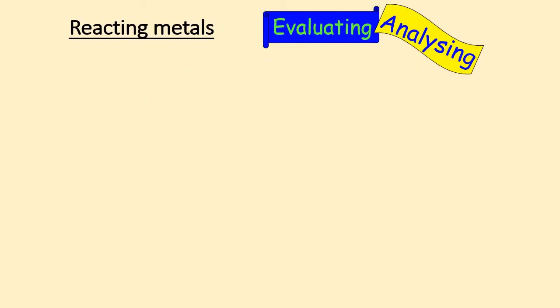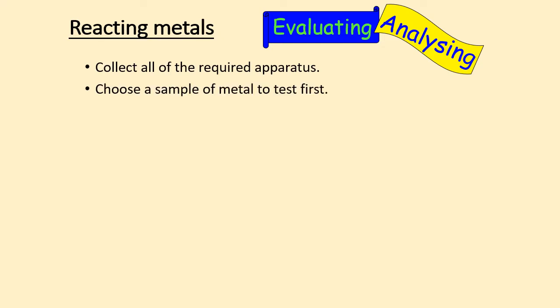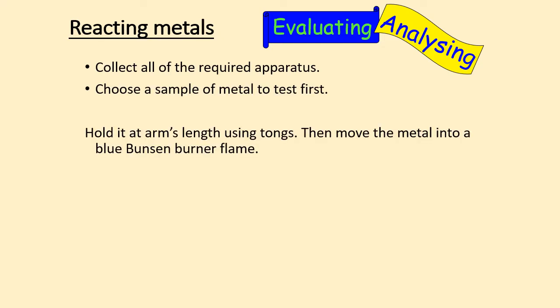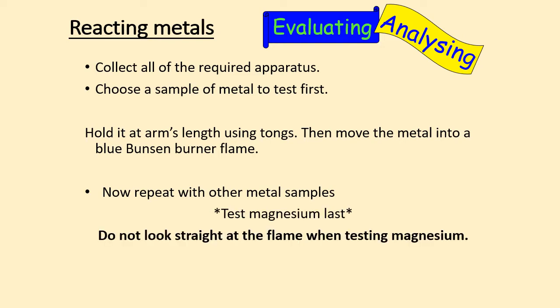This is an experiment you'll hopefully get to try in class. You will need different metals to test, and you'll be heating them in a Bunsen burner, using a blue flame. You will repeat with several metals: magnesium, aluminium, zinc, iron, tin, and copper. We want you to do the magnesium last, and as a safety precaution, you do not look right at the flame whenever you are reacting magnesium.